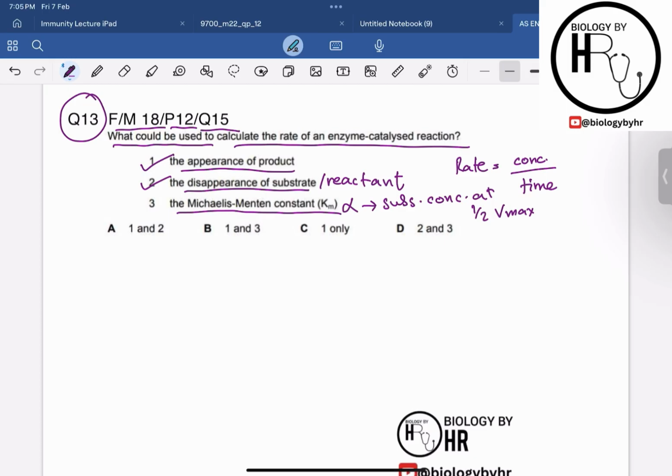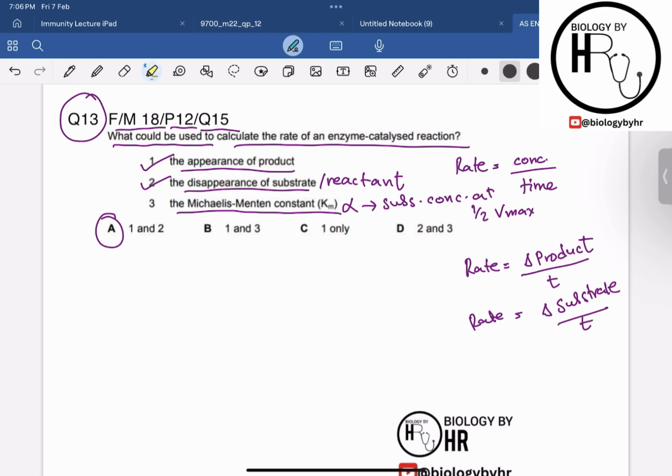In an enzyme catalyzed reaction, we can calculate the rate by taking the change in the concentration of the product over time, or we can also calculate the rate by the change in the concentration of the substrate over time, right? So this is how we can calculate the rate of the enzyme catalyzed reaction. Hence the correct answer for this MCQ is option A, 1 and 2 only. I hope that this is clear to all of you.